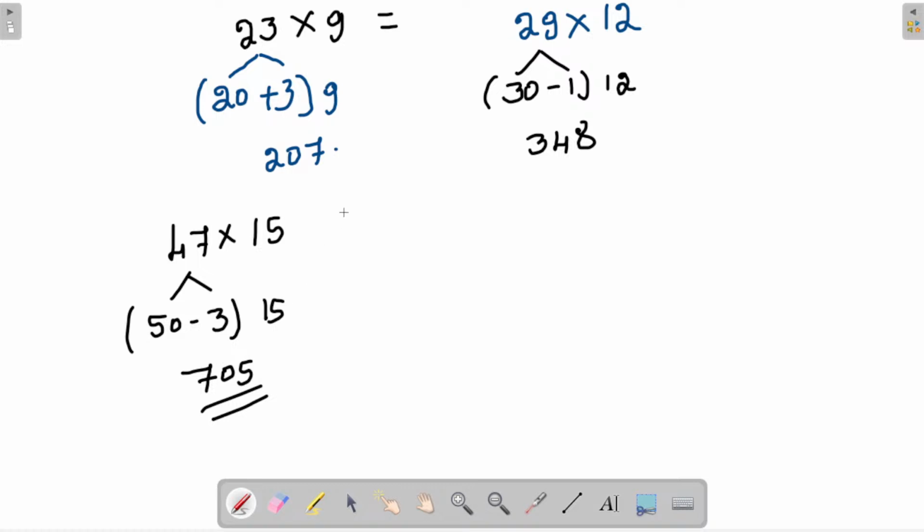In the app, I will explain later how to use it. Just write some examples on it, like 23, 29, 47.